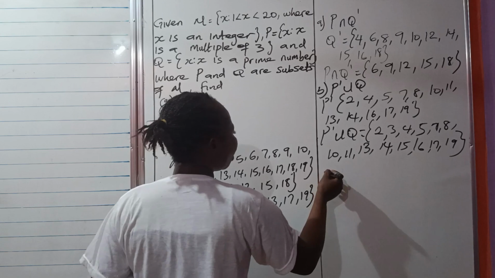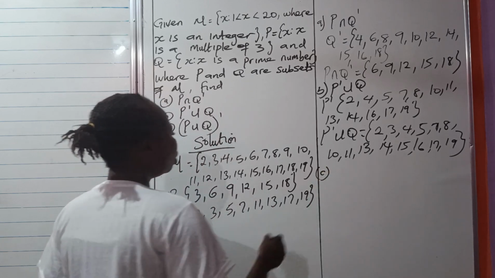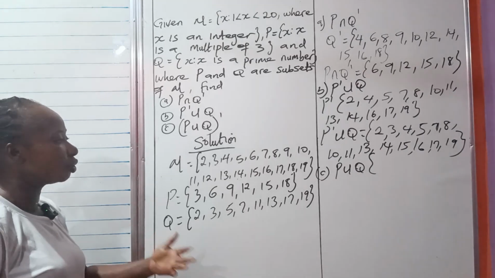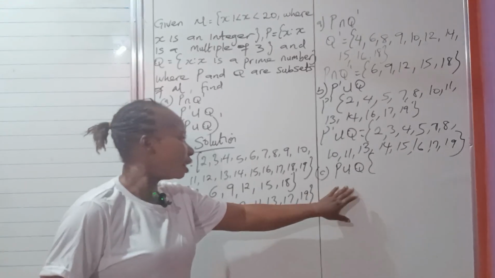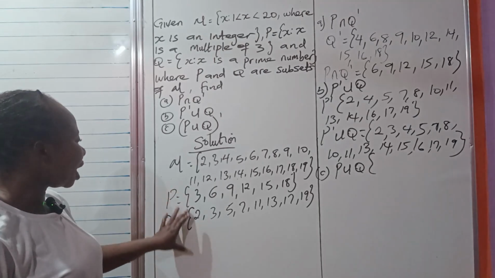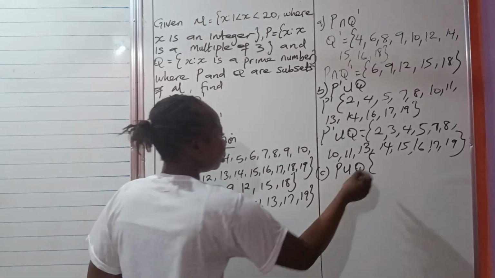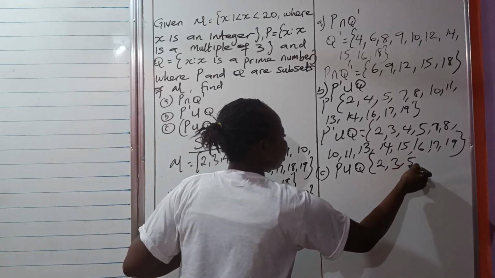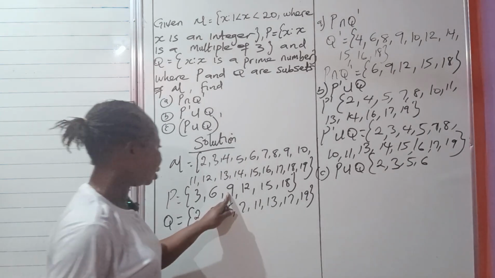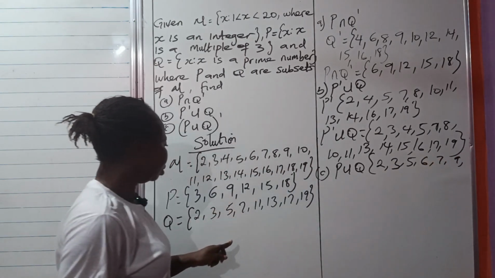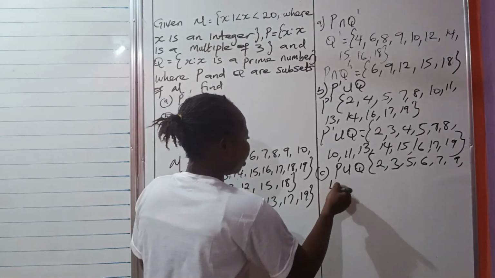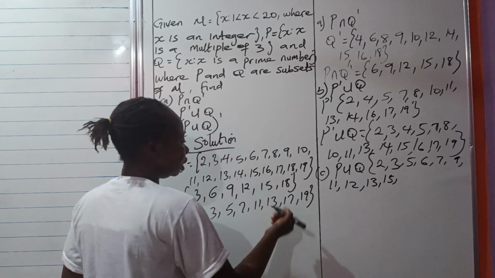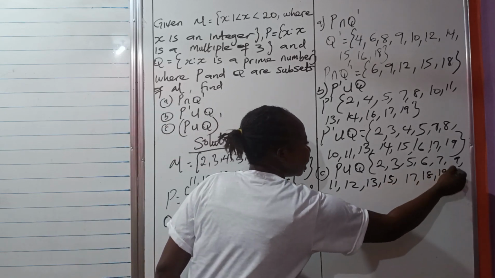And the last one is P union Q prime. So that means we want to find the elements of the combination of the elements in P and Q. That is P union Q. The combination of elements in P and Q. So this is P, this is Q. If you combine these two together, we have 2, 3, 5, 6, 7, 9, 10, 11, 12, 13, 15, 17, 18, and 19.